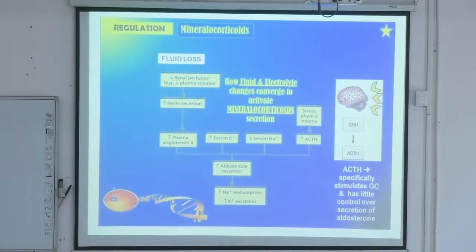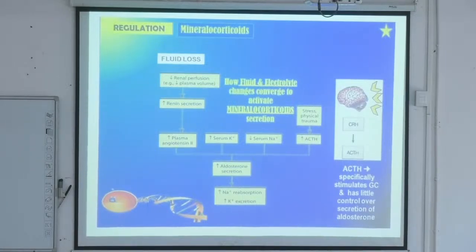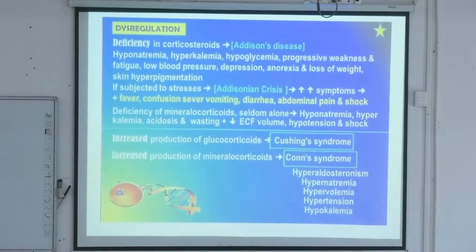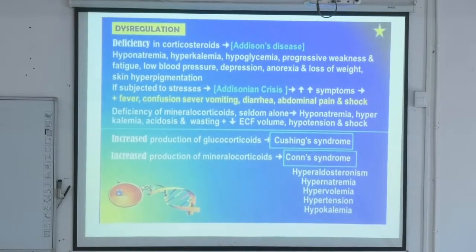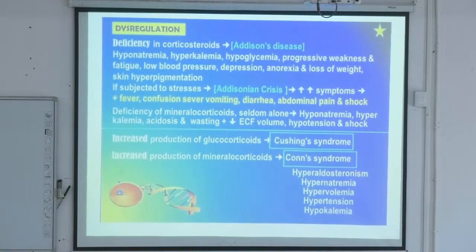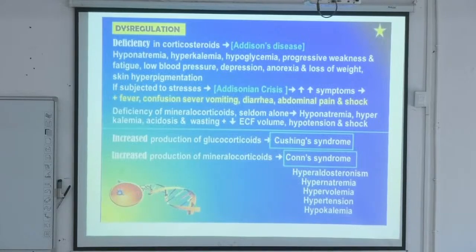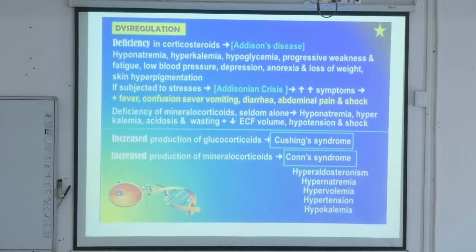Glucocorticoid secretion I told you is regulated by ACTH and there is a circadian rhythm, but mineralocorticoid regulation is different. That can be discussed in the next class. Let me skip it. Now let me come to dysregulation. That is, sometimes there is a disease called Addison's disease, very important. What happens in Addison's disease? This adrenal cortex hypofunctions.